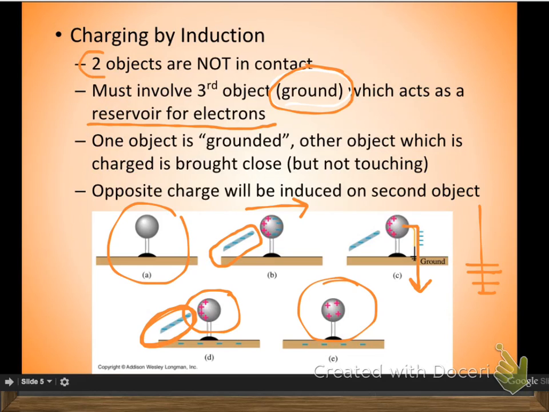The big thing to know: when you charge by induction, there is no contact, but you have to have a ground. You have to have a place for those electrons to flow to. And when you charge by induction, the charges are going to be opposites. So whatever you used to do the charging is going to have the opposite charge of the object which is now charged.